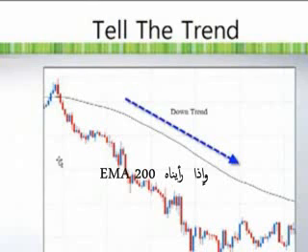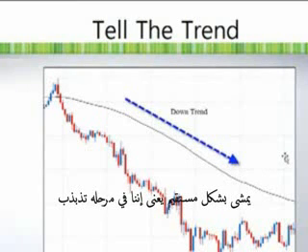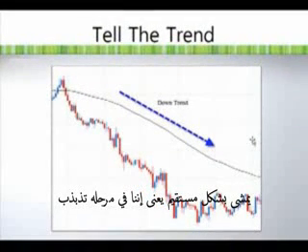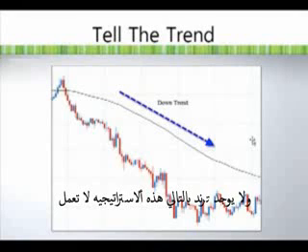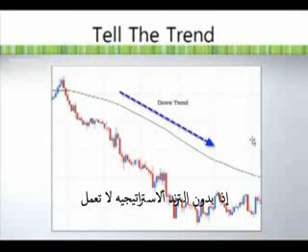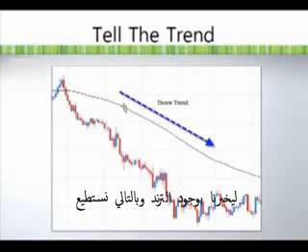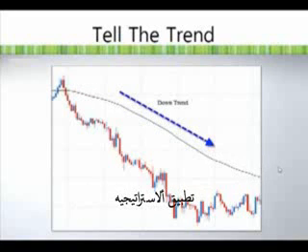If you see the 200 EMA pretty flat, you know that this is in a state of consolidation, and therefore there's no trend, and this strategy basically doesn't work. When there's no trend, this strategy doesn't work. What you need to do is wait for the 200 EMA to be sloping in a particular direction, and then you can start to apply this strategy.